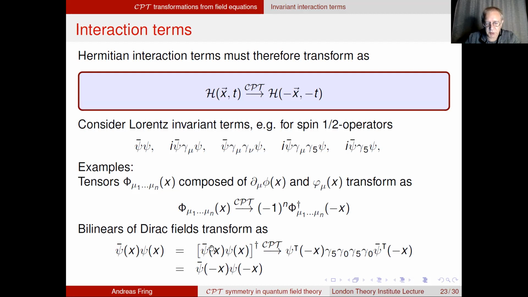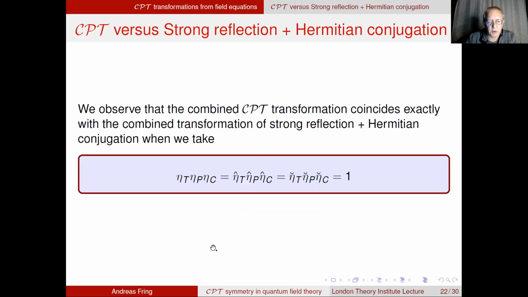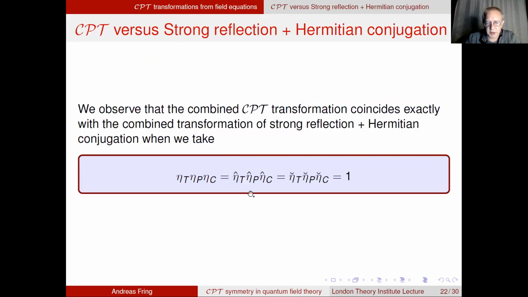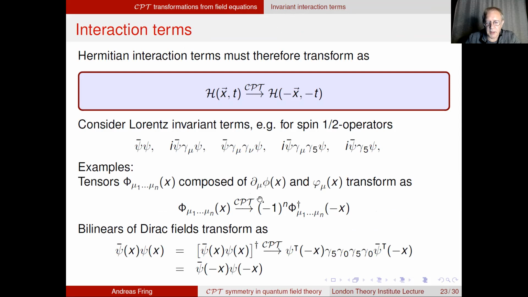We have to change. I'm just using now what we have written down before. So I'm just using, this is the same as CPT. So this is what I'm using here. So psi bar goes to psi transpose at -x, gamma 5, gamma 0, and psi goes to gamma 5, gamma 0, multiplying gamma bar transpose at -x. And then we see here that this product here is actually just 1.